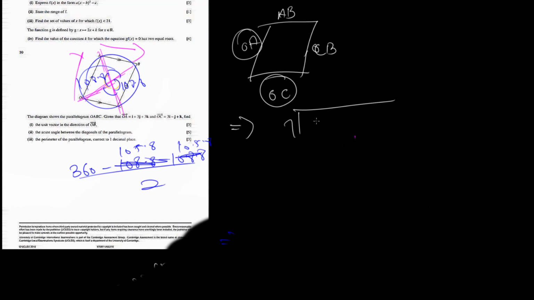Now I know this is a parallelogram. So therefore, O to C is the same as A to B, and O to A is the same as C to B. Both O to A and O to C vectors are given. So let's find the modulus of that and multiply it by 2 to get the other 2 sides. So 1 squared plus 3 squared plus 3 squared.